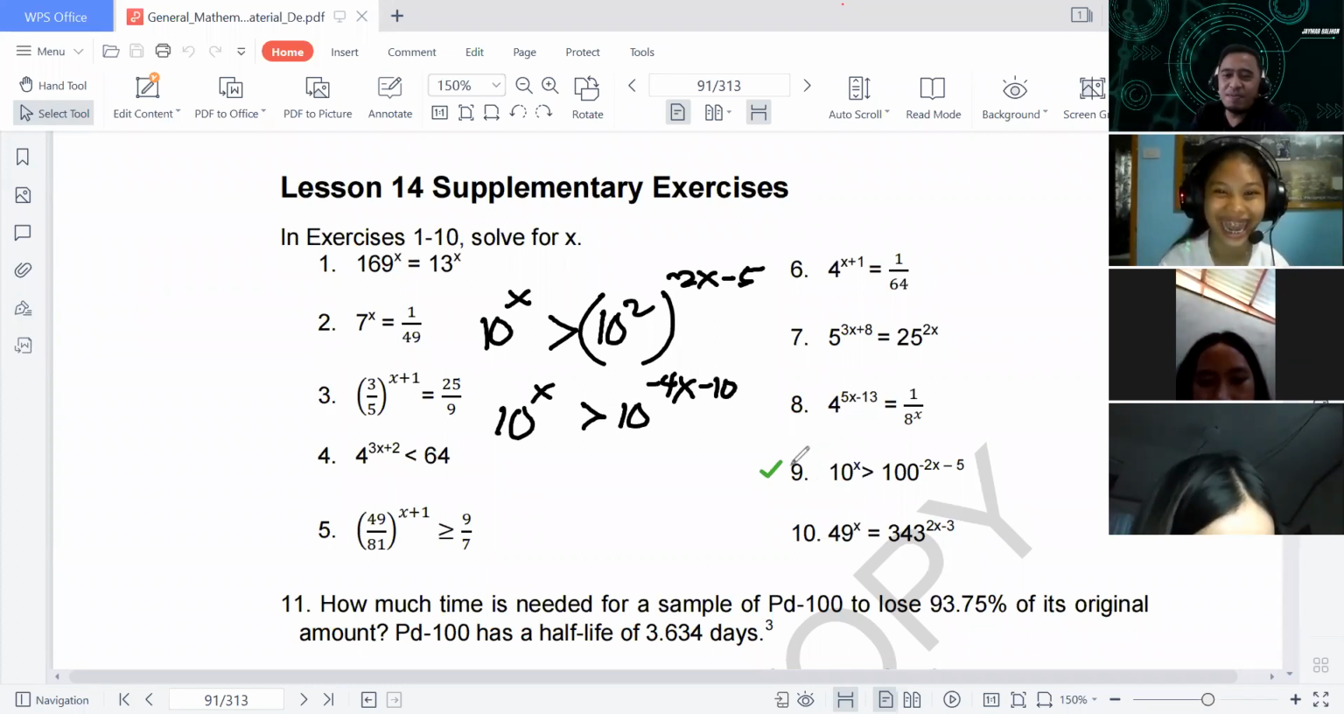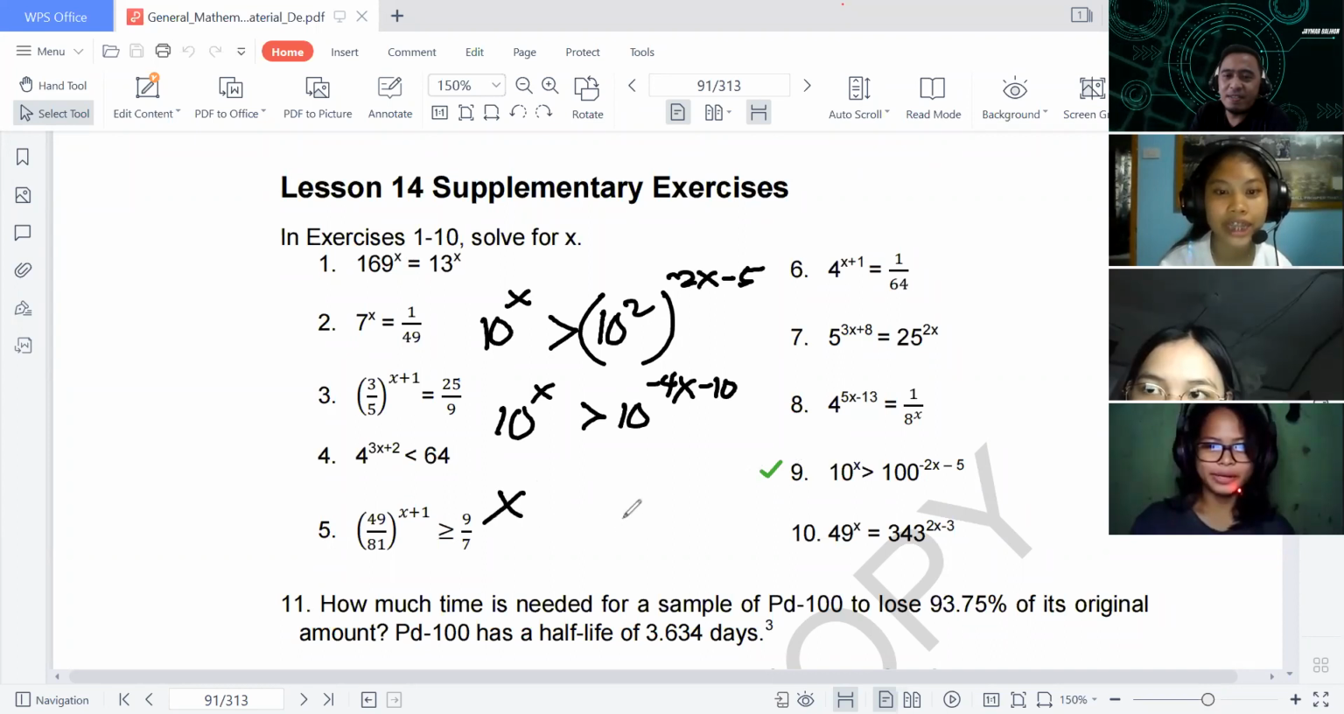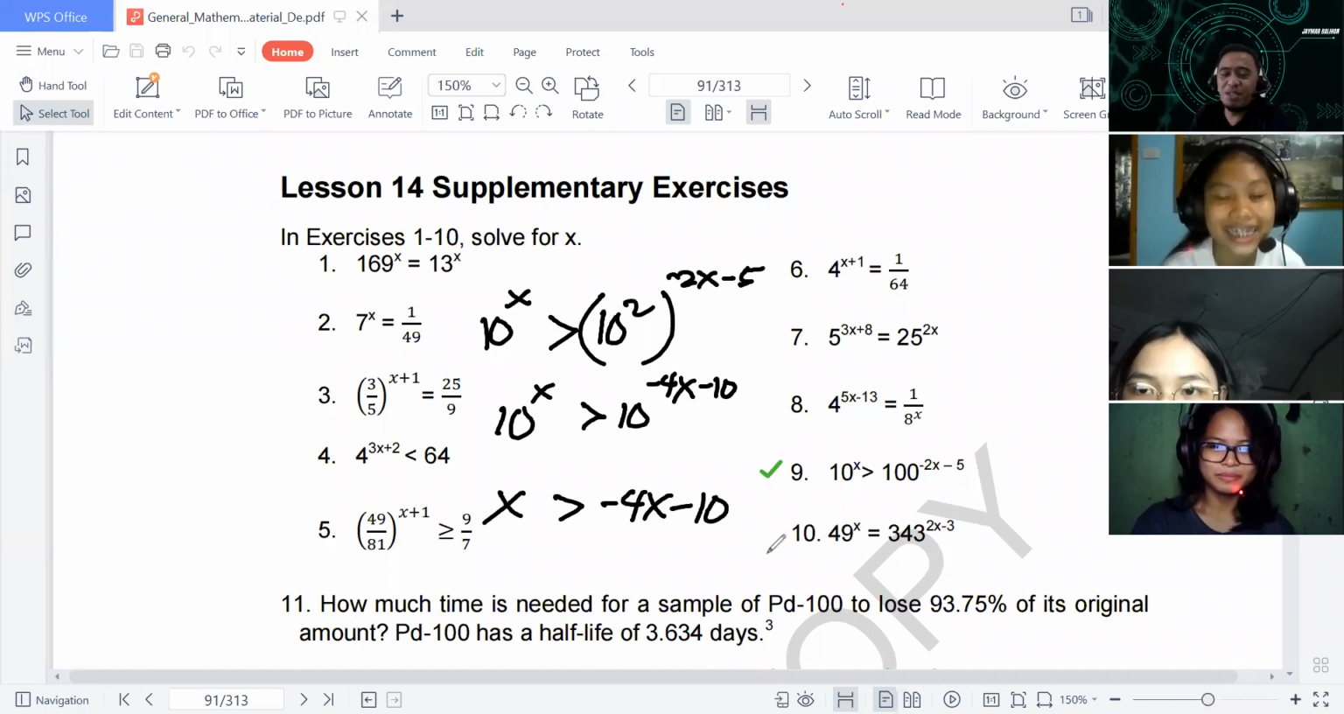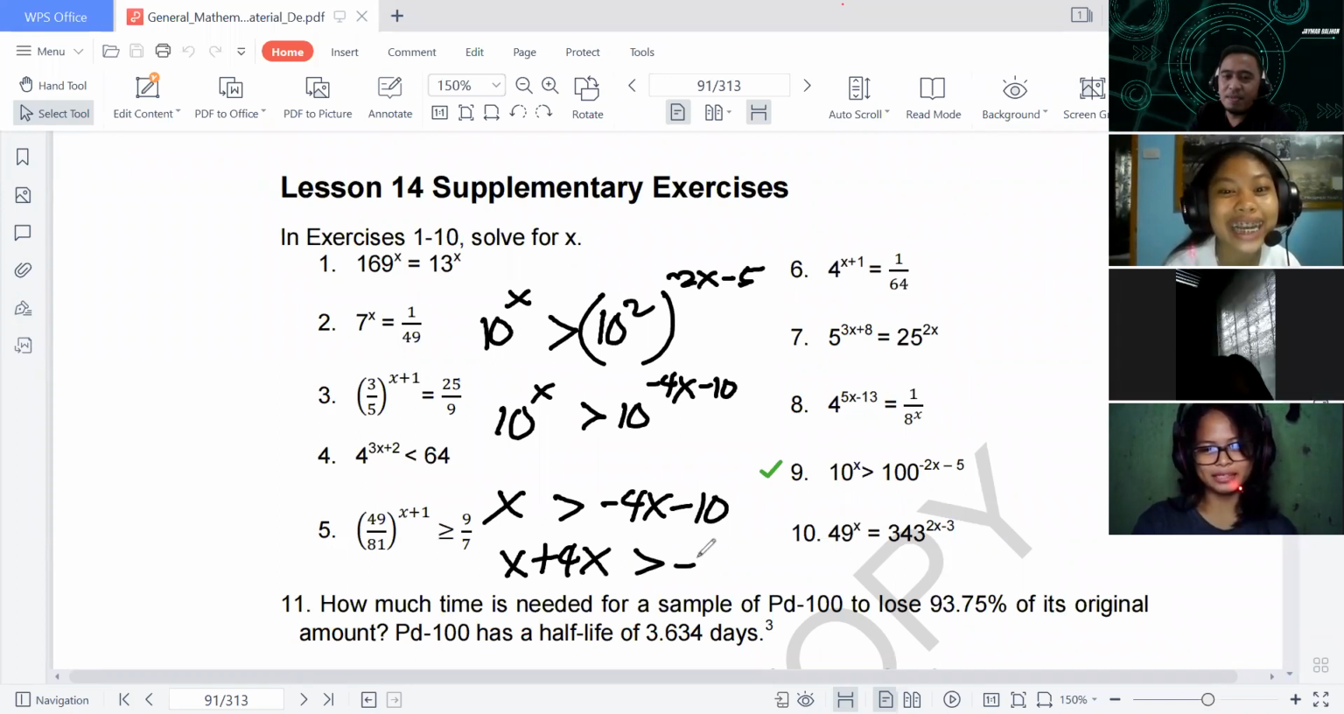Okay, next. The exponents: x is greater than negative 4x, negative 10. Can it become less than? No. Since the base 10 is more than 1, the inequality stays. Very good. Next, move negative 4x to the other side, so it becomes x plus 4x is greater than negative 10.